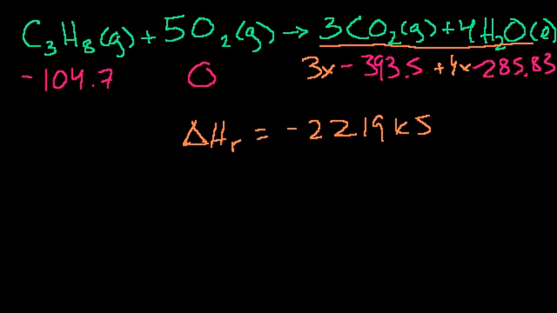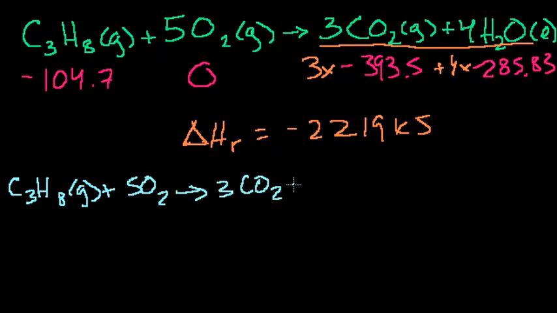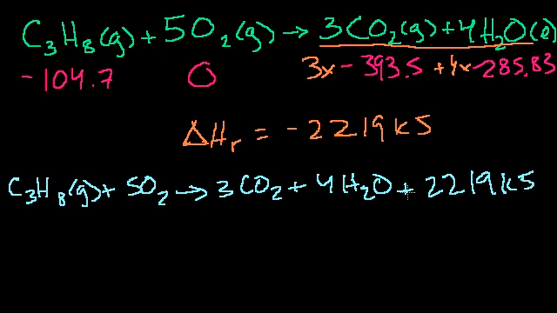So I could actually rewrite this reaction as C3H8 propane plus 5 oxygens yields 3 carbon dioxides plus 4 waters plus 2,219 kilojoules. That's actually what's released by this reaction. It's exothermic. This side of the reaction has less heat than this side, and that didn't just disappear, it got released. And this is where it got released.